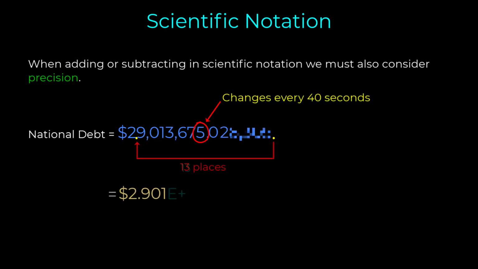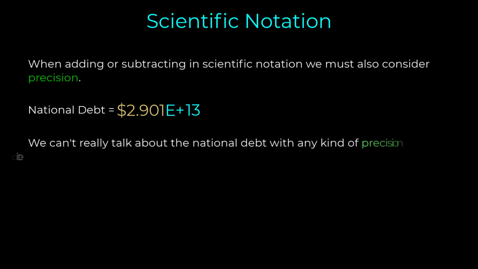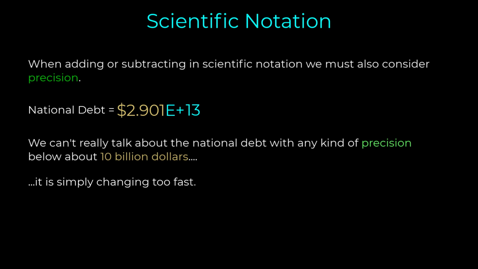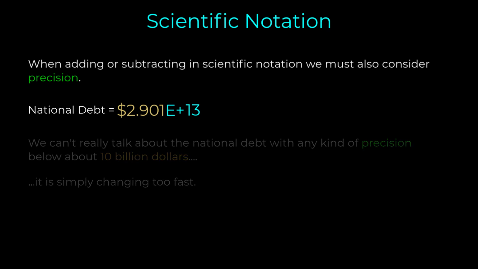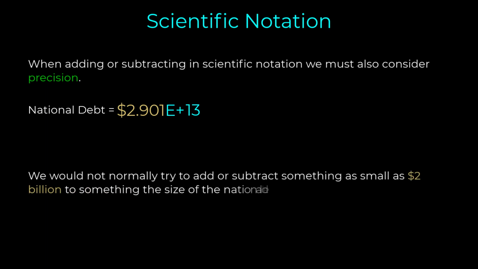Here's the number in scientific notation to 4 digits of precision. What it means is that we can't really talk about the national debt with any kind of precision below about $10 billion. It is simply changing too fast. So, for example, we would not normally try to add or subtract something as small as $2 billion to something the size of the national debt.